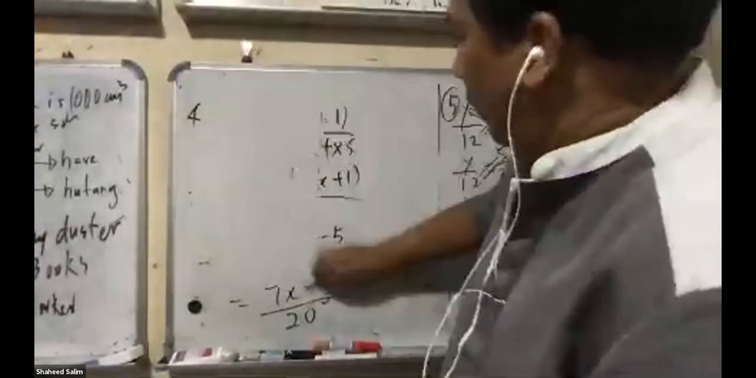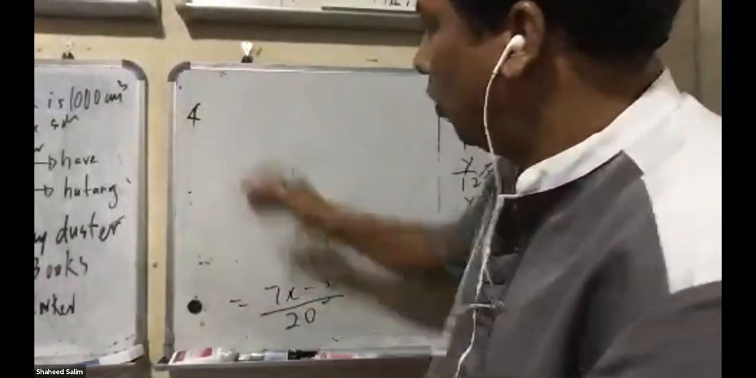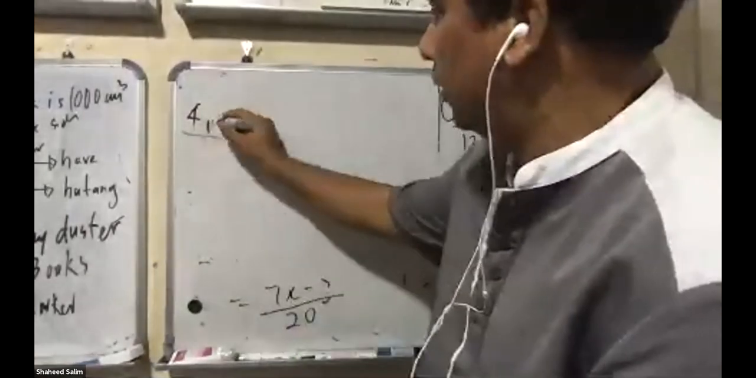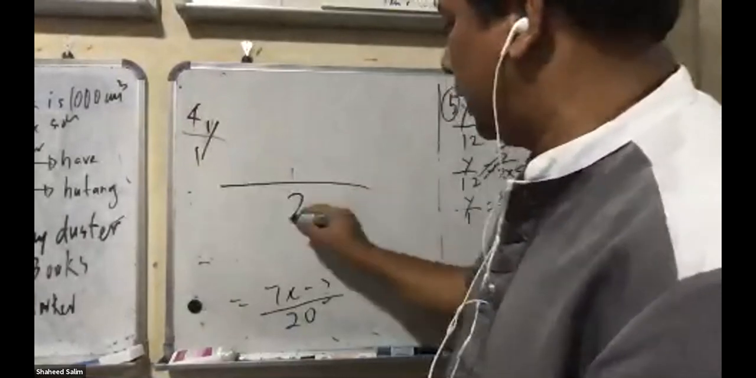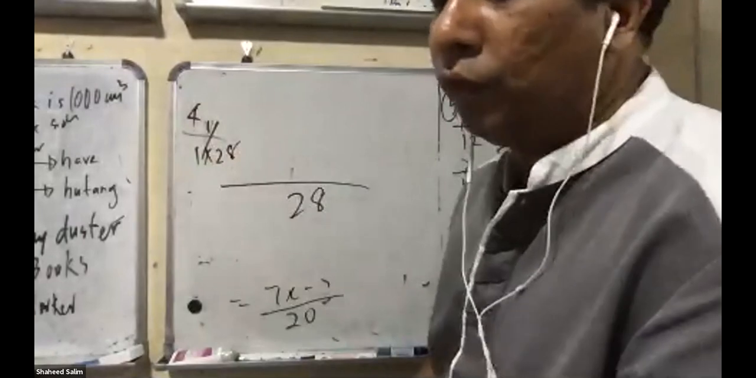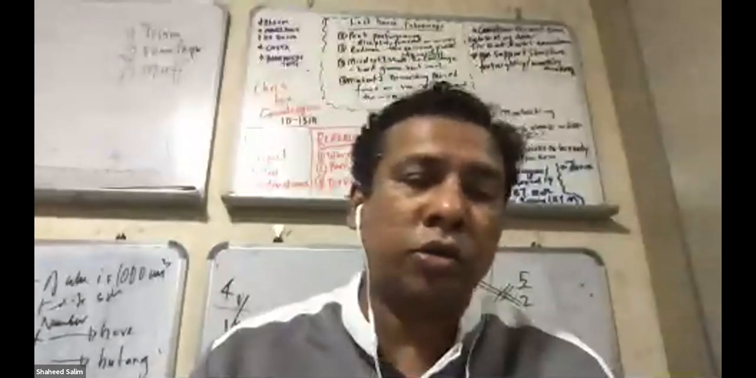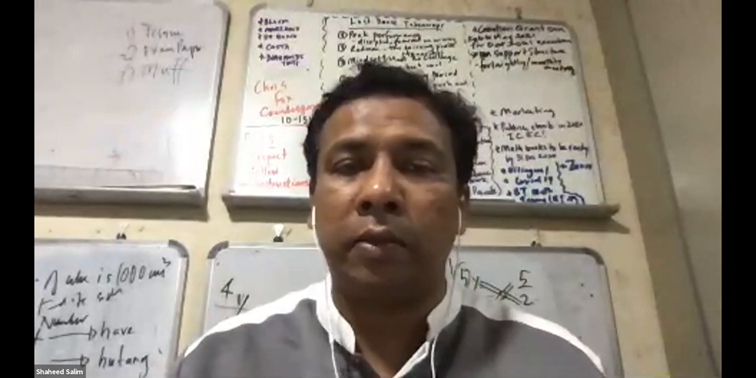Your first one is 4y over 1, right? And then you're going to make it over 28. So this one has to times 28. But let me check your work, never mind, you carry on first. I will look at the screenshot to see if there is anything else.